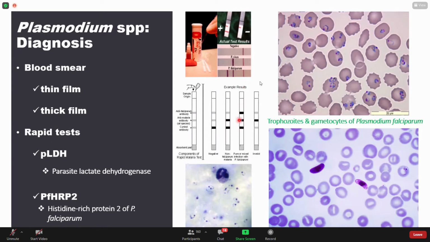Then the third strip shows the line positive for histidine-rich protein 2, which is highly associated with P. falciparum, and we have the lactate dehydrogenase positive as well, and then we have the control line positive. So this is telling us it could be P. falciparum or it could be a mixed infection. It could be P. falciparum because P. falciparum will produce the lactate dehydrogenase as well. So having the two lines positive is telling you you have P. falciparum possibly as the only infective species, or you could have a mixed infection.